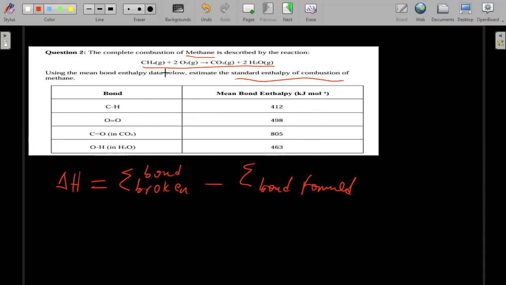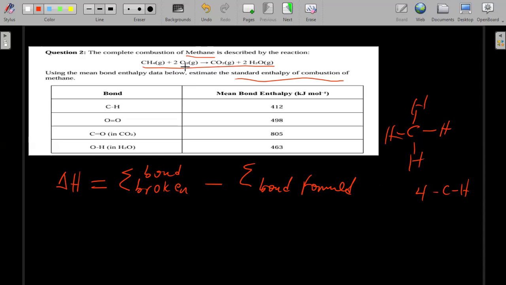So let's do that. Let's look at the bonds present in the reactants, the bonds that have been broken for us to get carbon dioxide and water. Here we have CH4, isn't it? So we have carbon bonded to four hydrogens. It means that we have 4 C-H bonds. These are some of the bonds that have been broken.